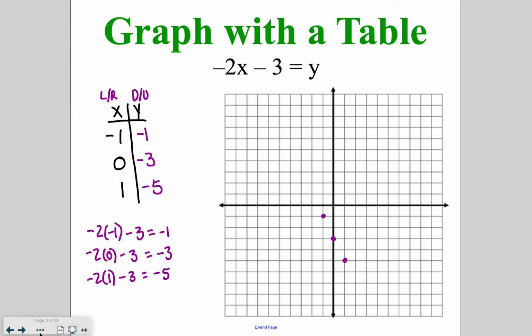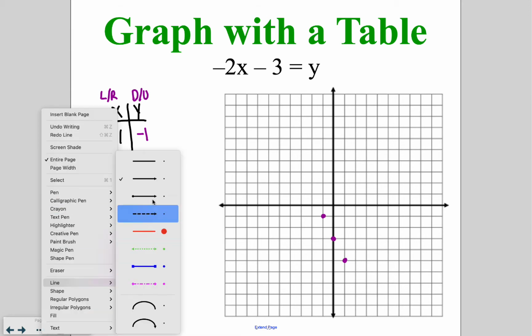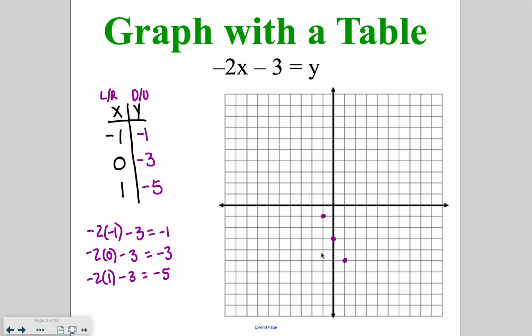The last piece we are going to do is connect those dots. You should be using a straight edge, whether it's a ruler, the side of a protractor, your notebook, a binder, whatever, but you do need to be connecting them with a straight edge. So we go through and we connect all of our points, and we connect through the entire graph.